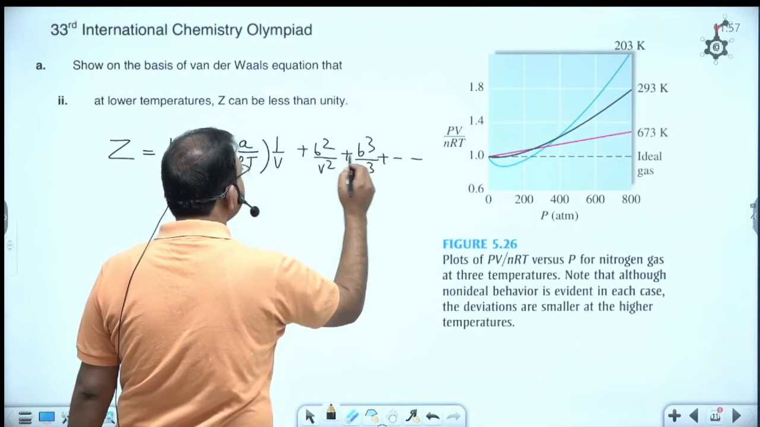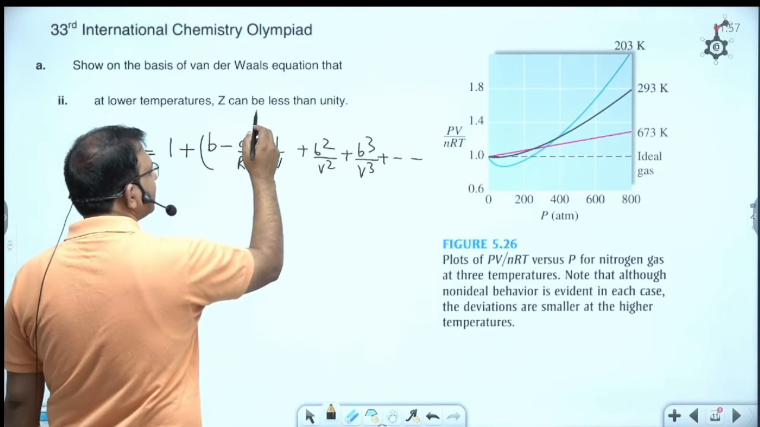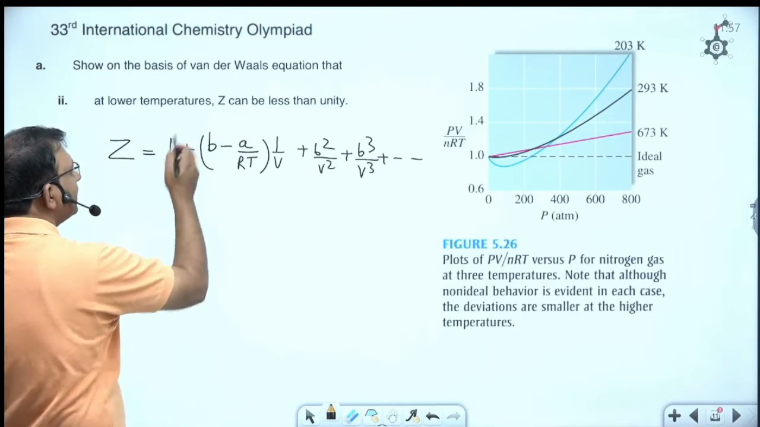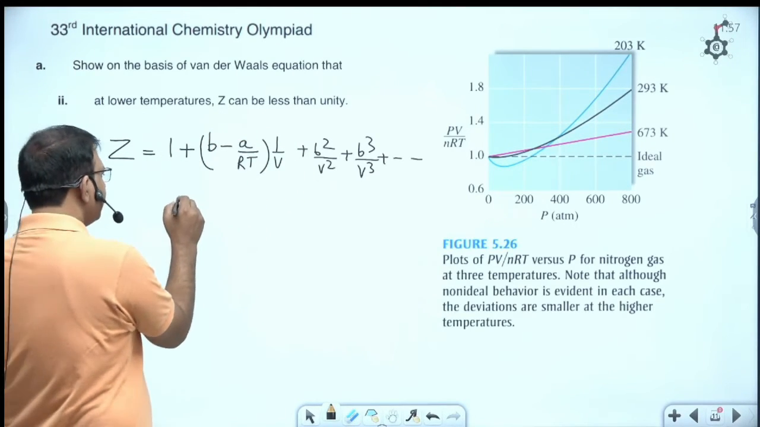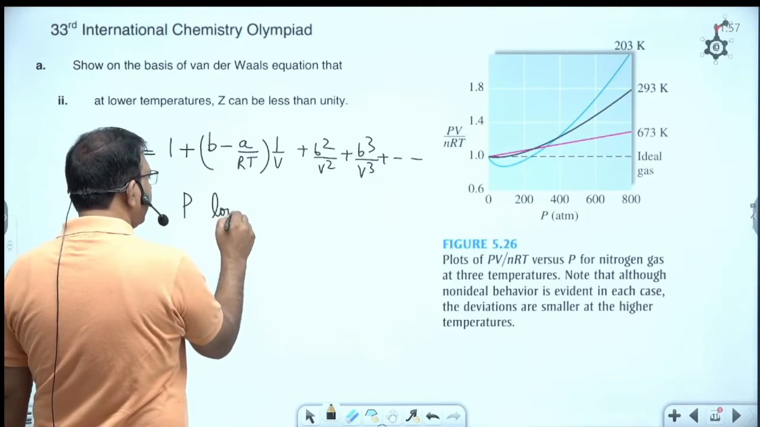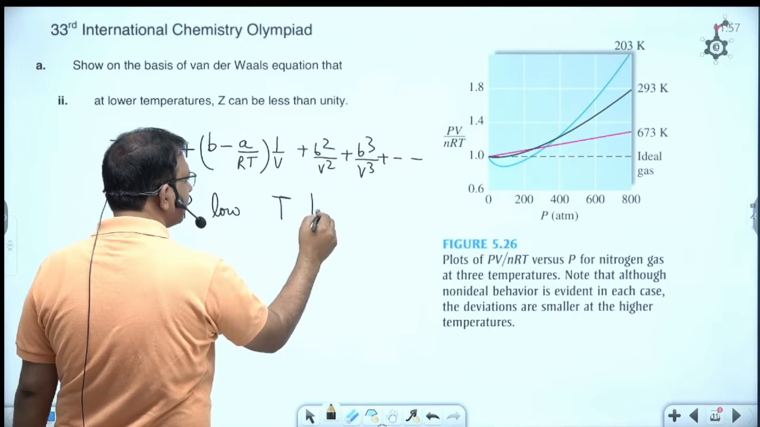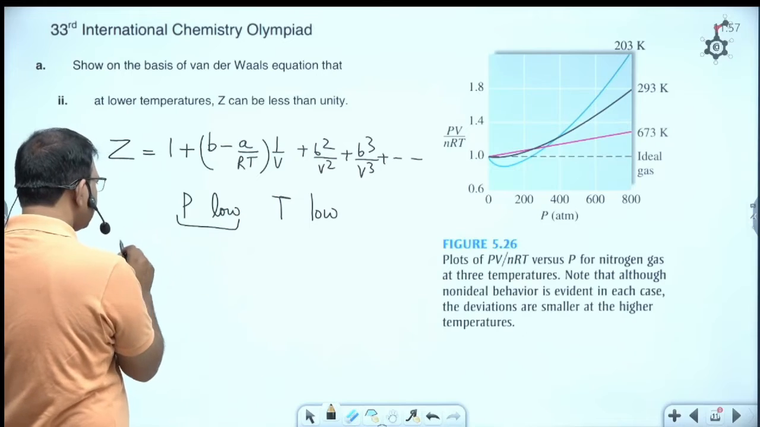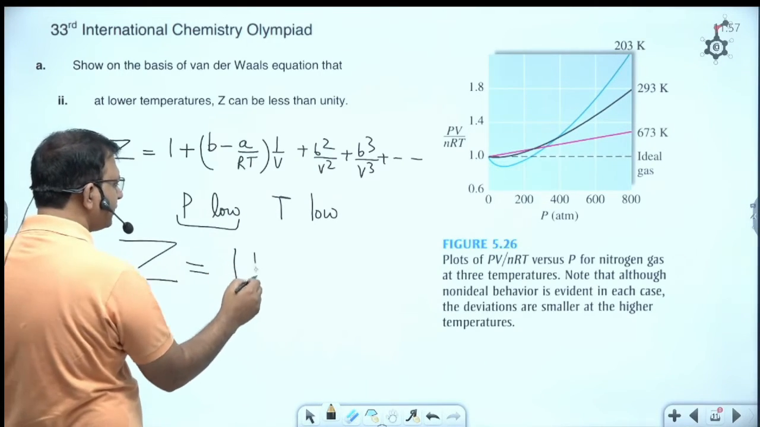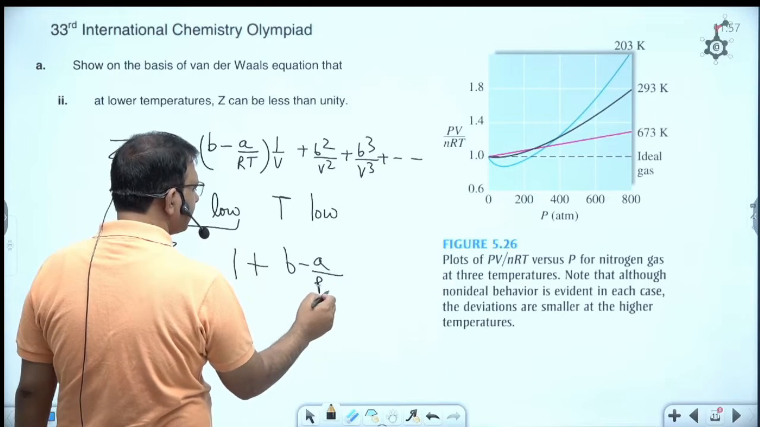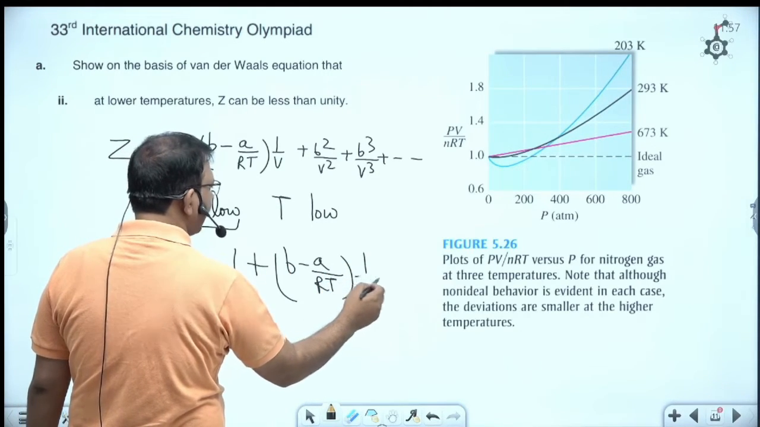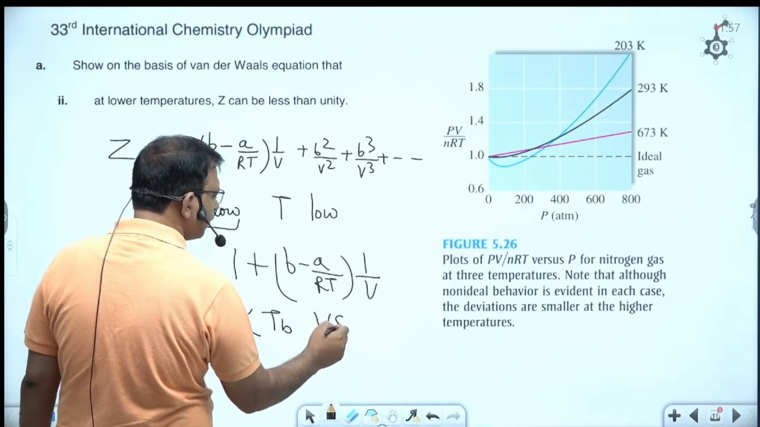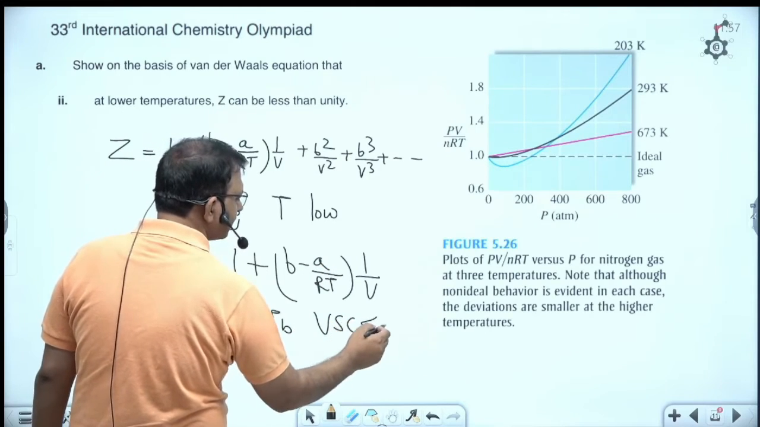So it's not always that in the low temperature range Z is less than unity. They are saying Z can be less than unity at lower temperature. That we have to understand. When pressure and temperature are both low, at low pressure we can neglect the higher terms. So we can write that Z is equal to 1 plus (B minus A upon RT) 1 by V. And when the temperature is below the Boyle's temperature, then this virial second coefficient will be negative, less than 0.